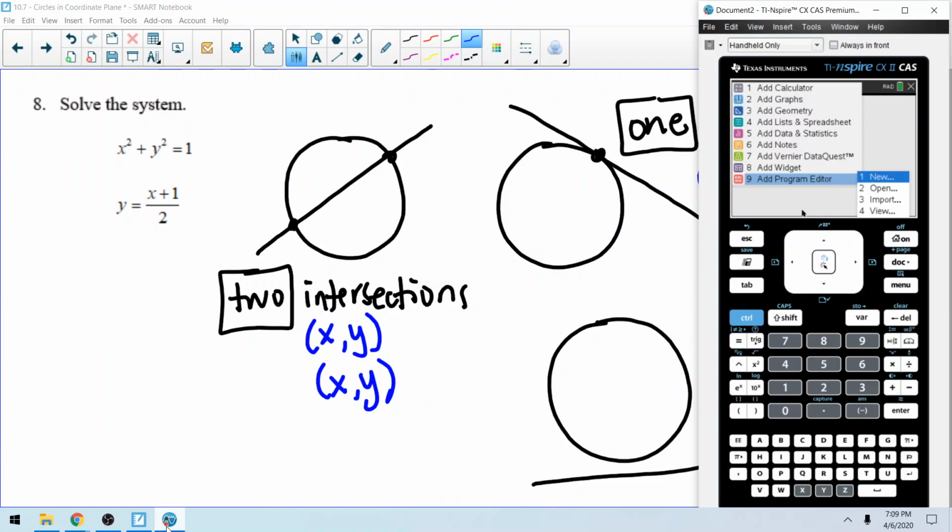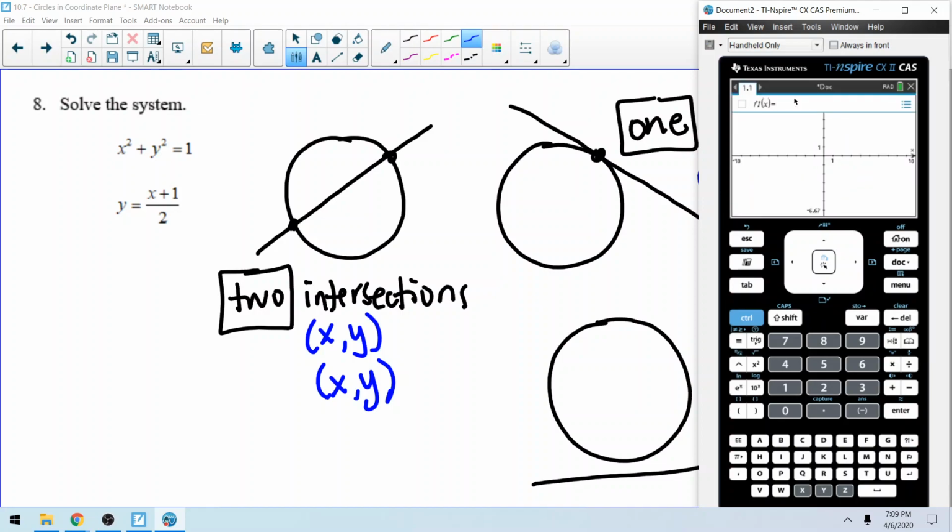Okay, so clear out whatever you're doing, go to the on screen, we're going to get a new document, and we're going to add a graph. Now, the first one we have is x squared plus y squared equals 1. In order to graph that, you can't graph it right here because f1 of x means y equals. That's a function. I don't want to graph a function, I want to graph a circle. So we need to go get a circle.